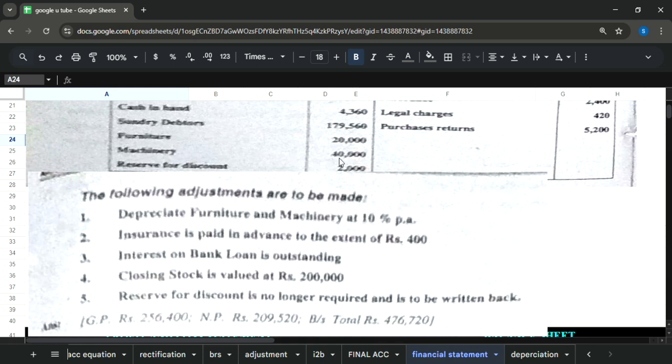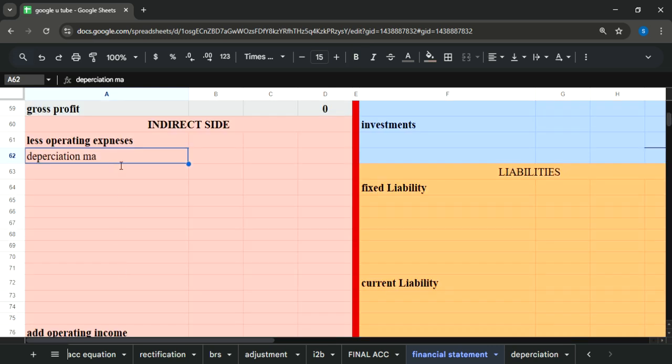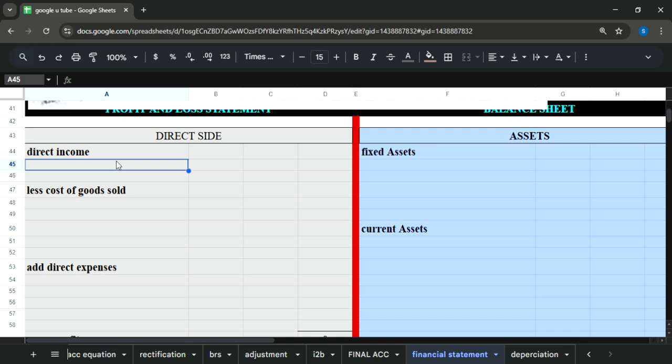This machine is worth rupees 40,000 and 10% depreciation. So here we will write 40,000 and we need to take 10%. What we have done: the amount of machine was 40,000 and you have multiplied by 10 divided by 100 to get our depreciation. Alright, so the first effect is completed.